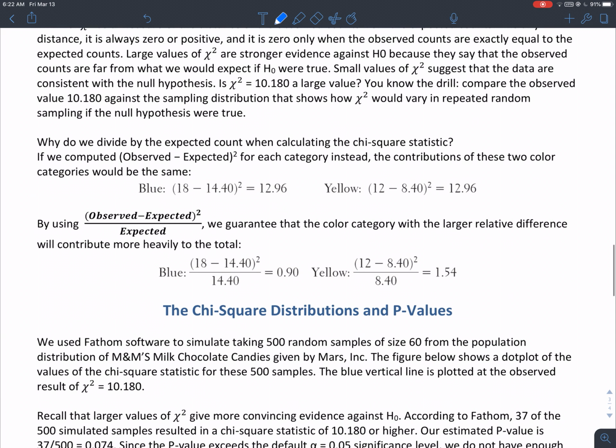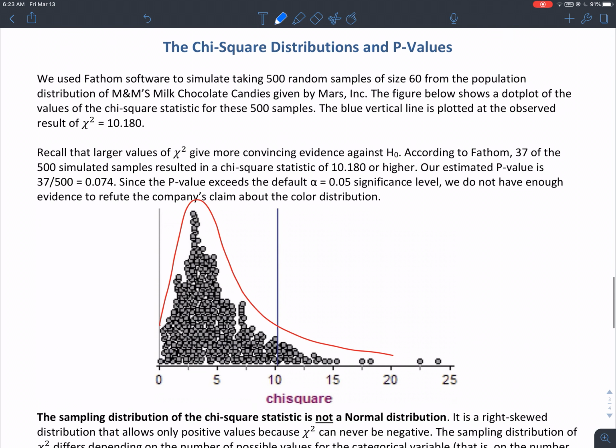And then they ask the question, why am I dividing by expected? And this is good to read. I would go read that if I were you. It clarifies some things if you're confused at all. To me, this now makes so much sense, but it took me a few years to come up with a feeling of satisfaction here. And then, okay, so now I've got a chi-square statistic of 10.18. What does that mean for probability?